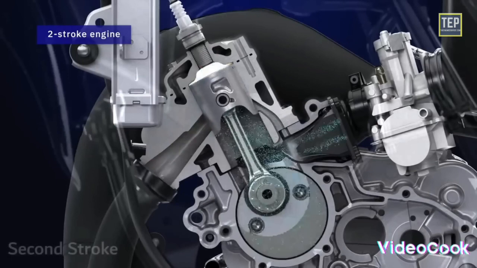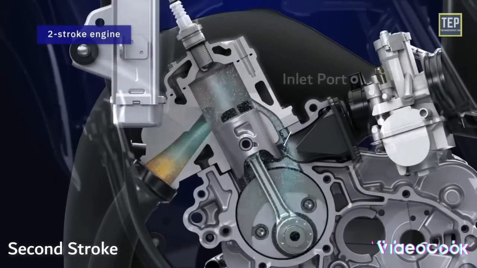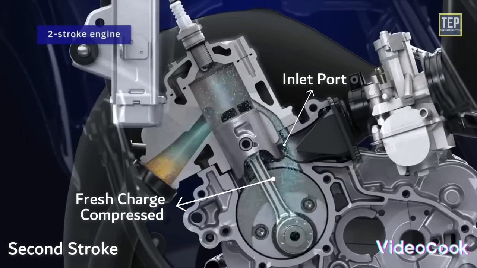In the second stroke, the compressed charge is ignited in the combustion chamber by means of an electric spark produced by the spark plug, slightly before the completion of the compression stroke. Due to combustion, the piston is moved in the downward direction. During this stroke, the inlet port is covered by the piston and the fresh charge is compressed in the crankcase.